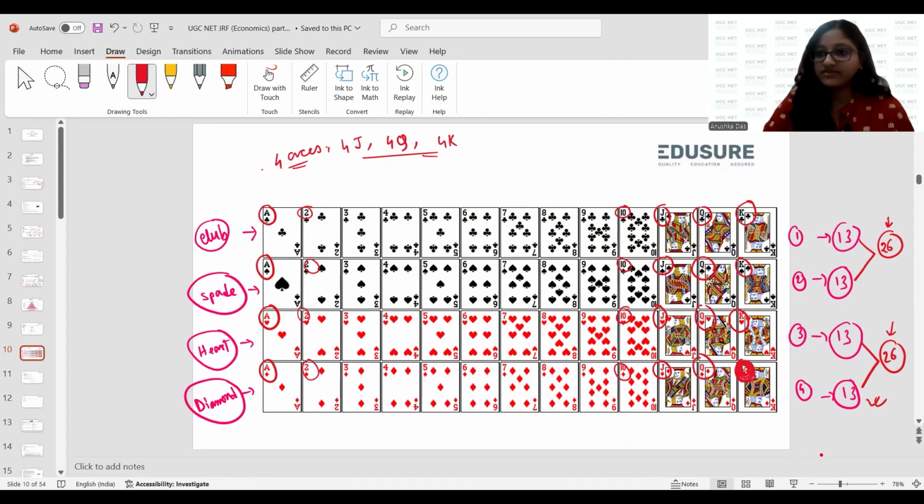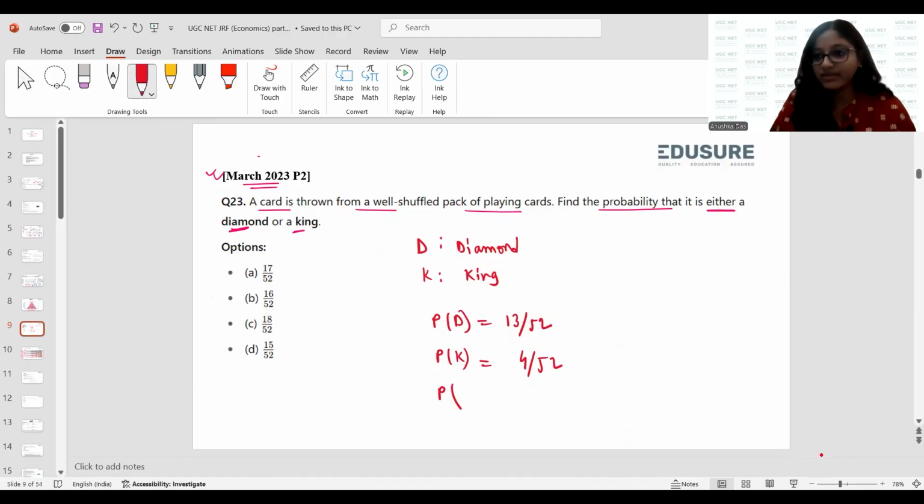You have diamond also, you have king also. So you have repeated them, you have included them twice. So you have to subtract this here. So diamond and king is 1 upon 52. There is one such card.